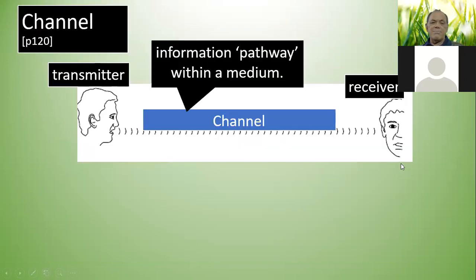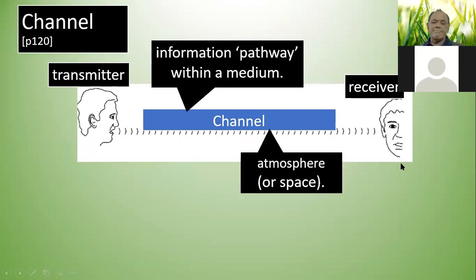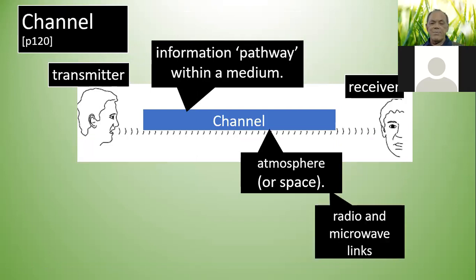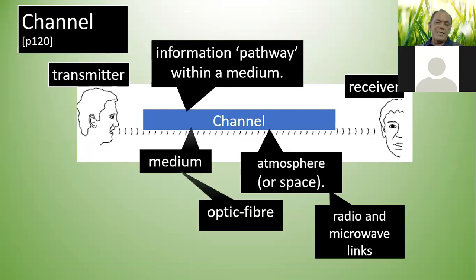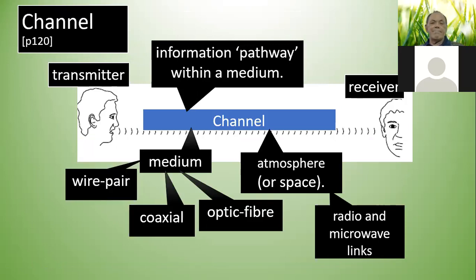Right? So to summarize, your channel is the information pathway within a medium. It can be atmosphere, can be space. And then we can use radio, a microwave link, right? Different carrier frequency, there's different channel. And the medium can also be optic fiber, coaxial cable, wire pair.